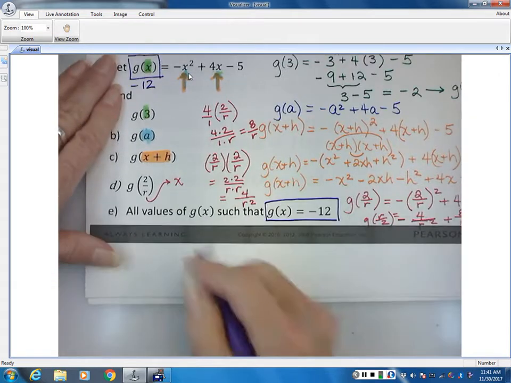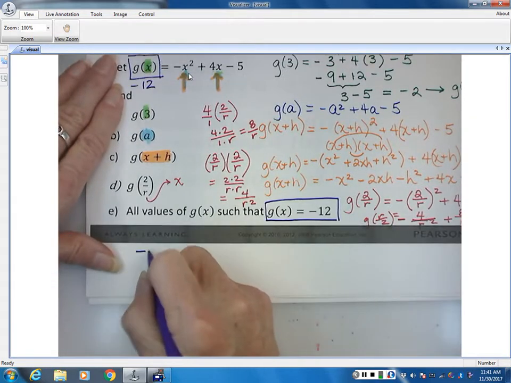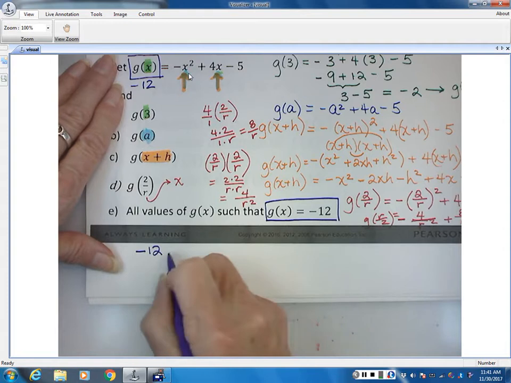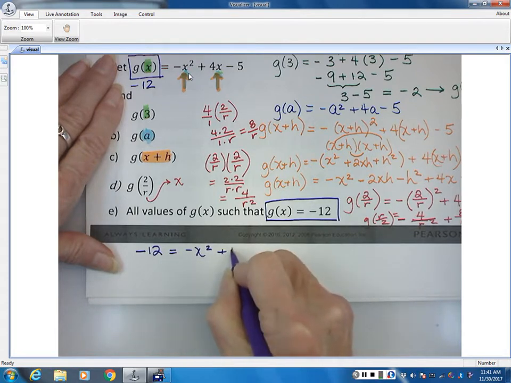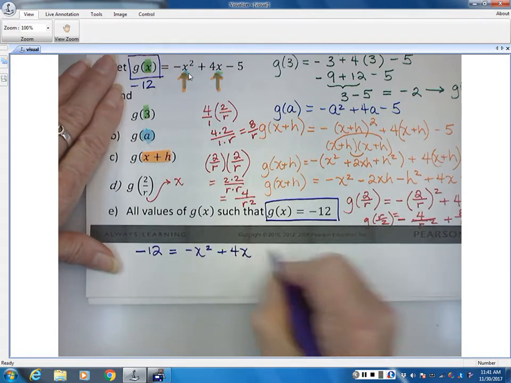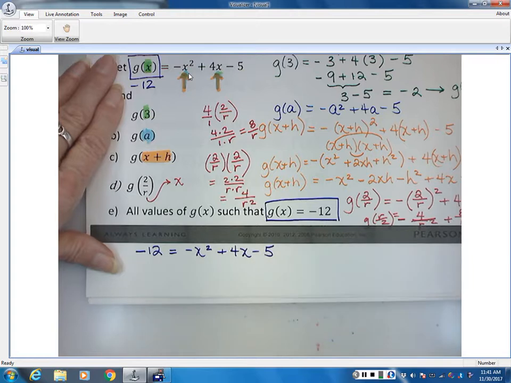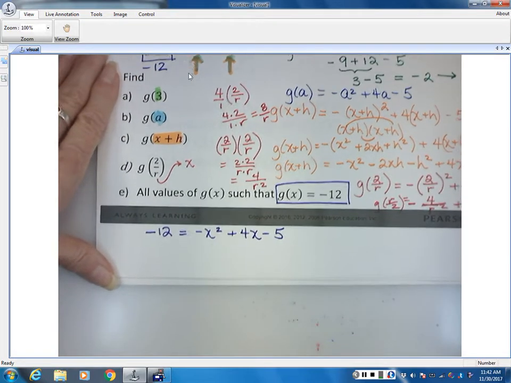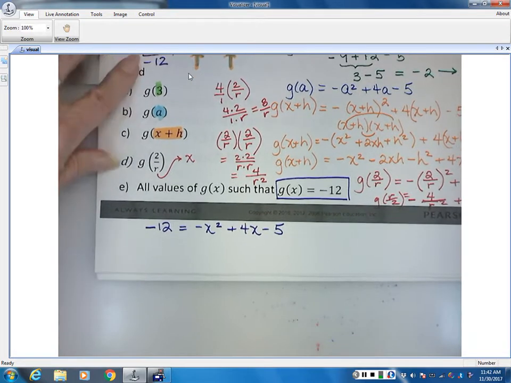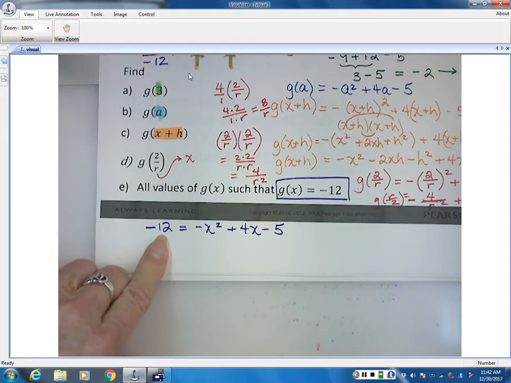So what we have then is an equation to solve that says negative 12 equals negative x squared plus 4x minus 5. That's the original expression, except g of x is now negative 12.